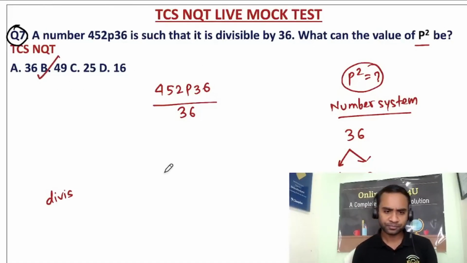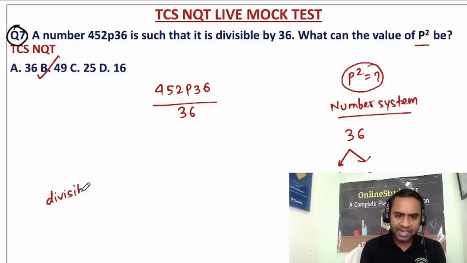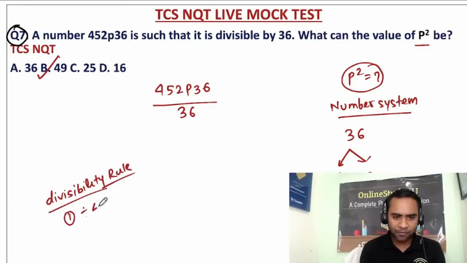Now, the divisibility rule. I have already told you the answer, but let us see. If a number is divisible by 4, then you check the last two digits.